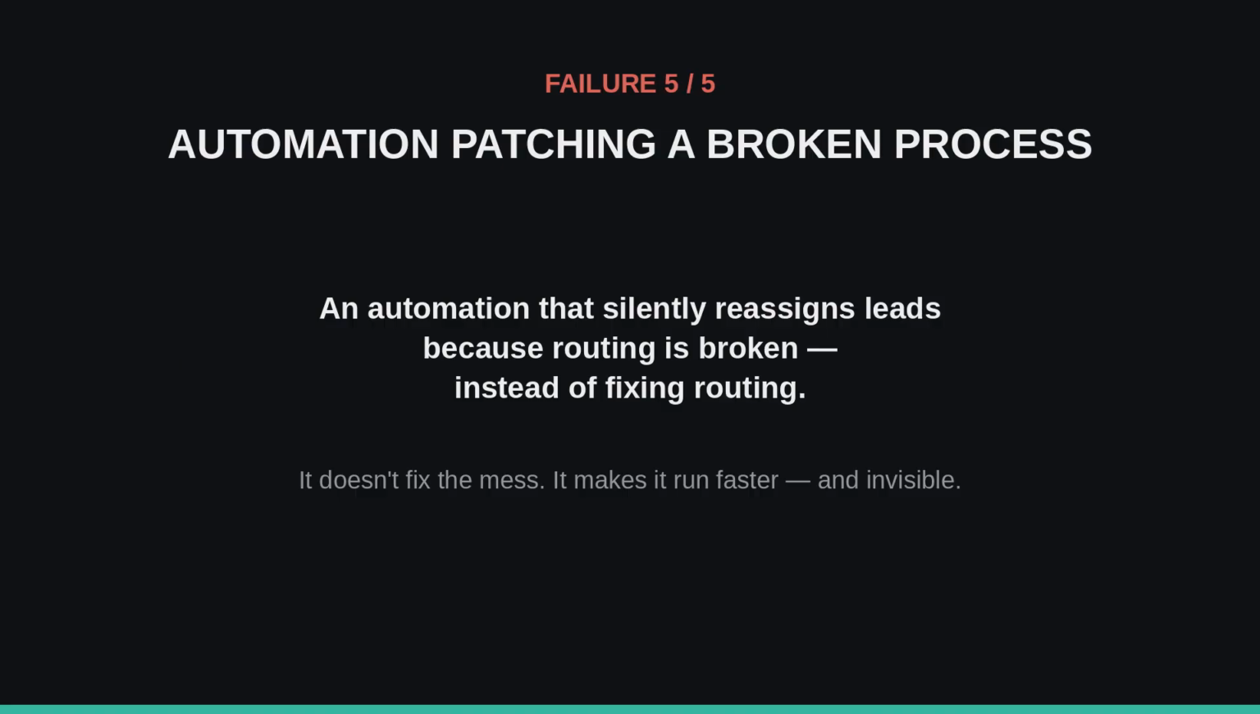And failure 5. Automation patching a broken process. This one's counterintuitive. Automation is usually the fix, not the problem. But I regularly find workflows built specifically to hide a mess. An automation that silently reassigns leads because routing is broken, instead of fixing routing. Automating a broken process doesn't fix it, it just makes the mess run faster and become invisible.